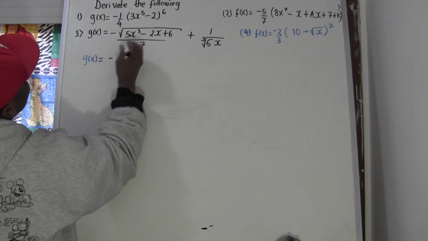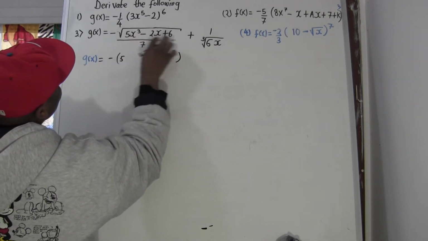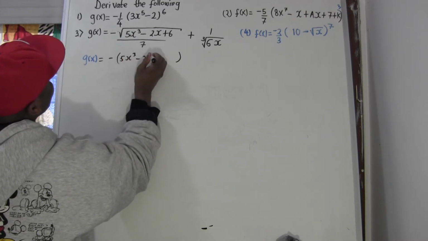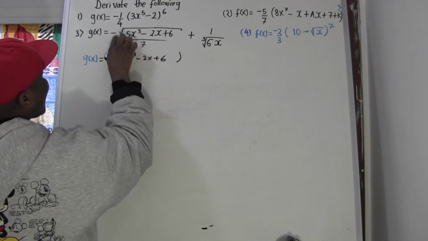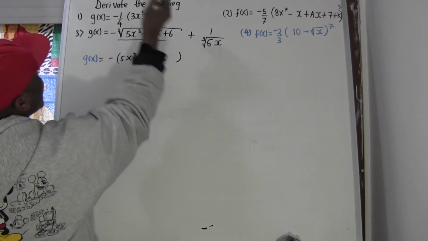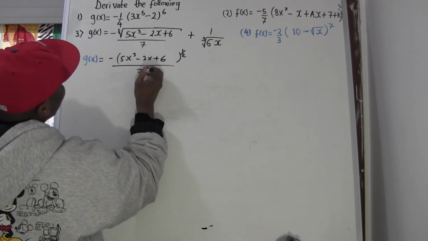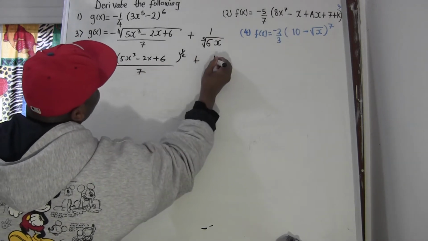So this is equal to negative, and then bracket, I'll write exactly whatever is in here: 5x squared minus 2x plus 6. And if I remove the root, remember, if there's nothing written, it's 2, and 2 is like over 1, so it becomes 1 over 2. Now all of this over 7, and then we add plus. Here we're going to do the same thing, it's like a 1 over.